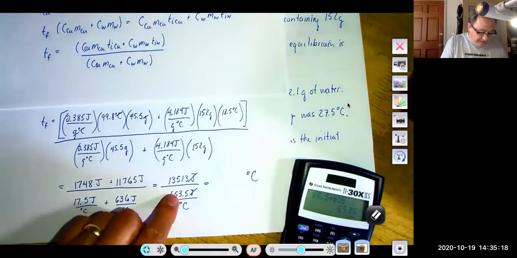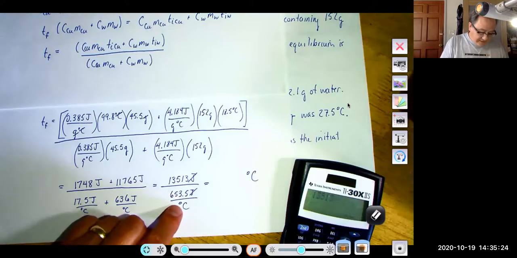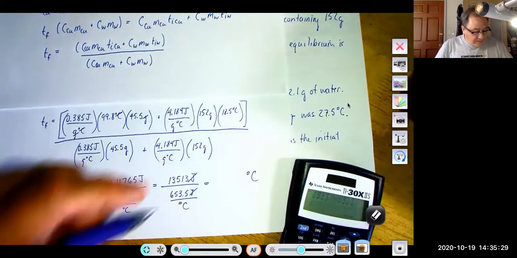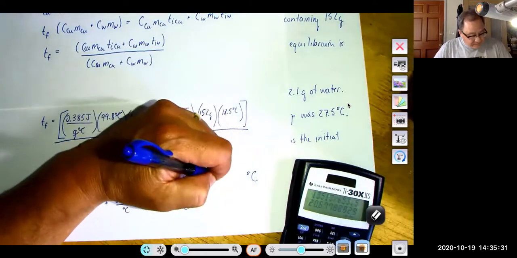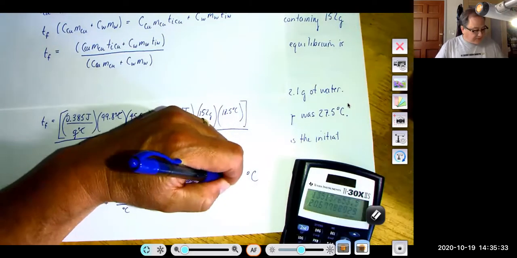And let's see what we get. 13,513 divided by 653.5. And we get 20.67 or 68 degrees Celsius.